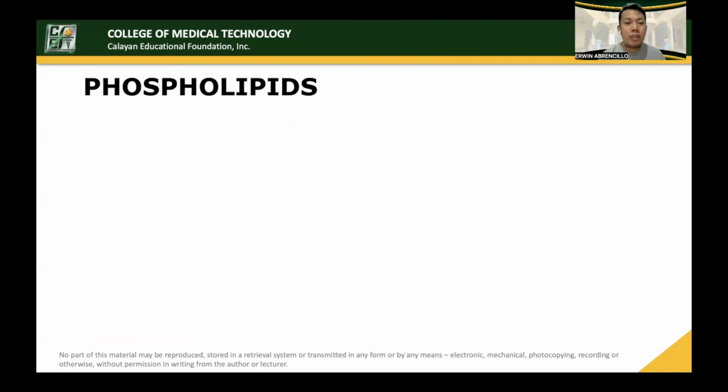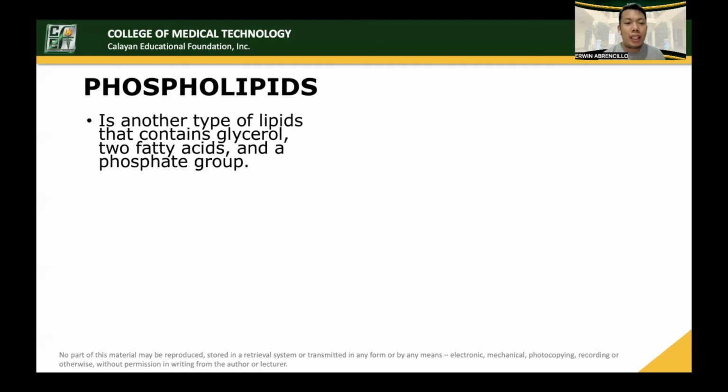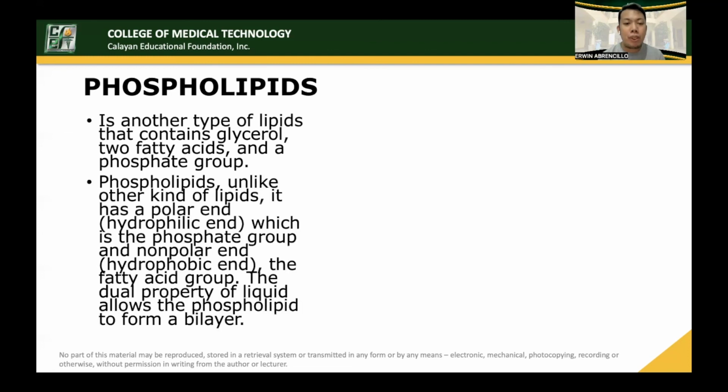So let us now move on to phospholipids. It is another type of lipid that contains glycerol, two fatty acids, and a phosphate group. Phospholipids, unlike other kinds of lipids, have a polar end. When we say a polar end, it is the hydrophilic end. The hydrophilic end is water-loving, meaning it attracts water, which is the phosphate group, and the nonpolar end, or the hydrophobic, the water-fearing, is the fatty acid group.